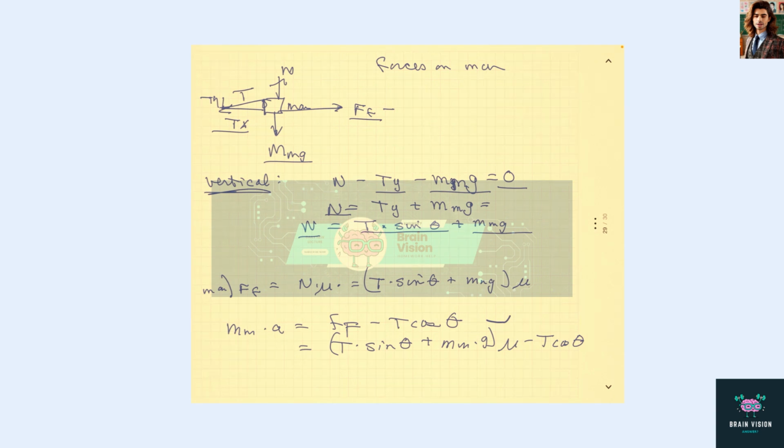Okay, so the mass of the man times the acceleration equals the friction force minus T times the cosine of theta. So the mass of the man times the acceleration will equal the coefficient of friction times the sum of T times the sine of theta plus the mass of the man times gravity, minus T times the cosine of theta.